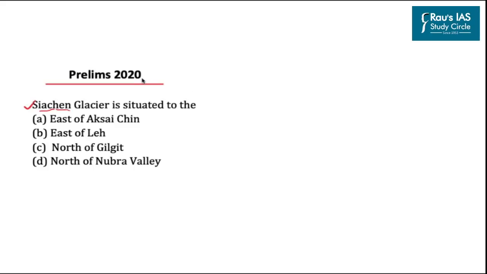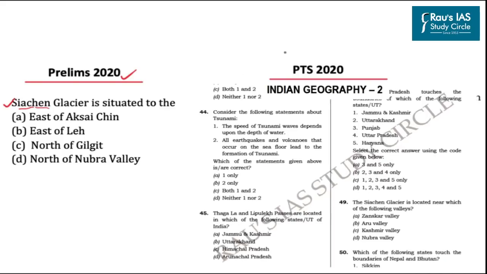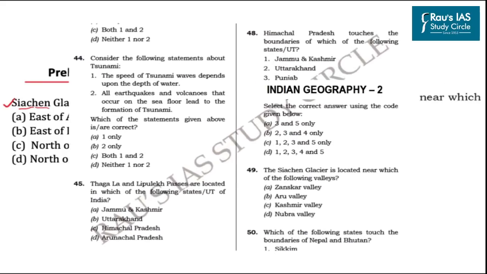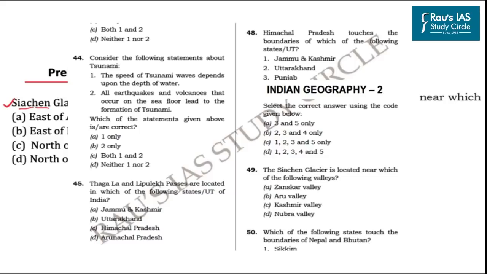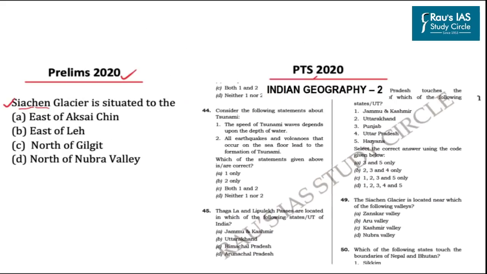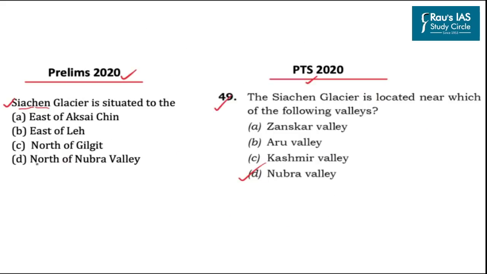But for the year 2020, it became even more important because of the infiltration by Chinese soldiers in various locations in the Ladakh region. And so no surprises for guessing that this question was there in our prelims test series as well, where we asked which of the following valleys the Siachen Glacier is located near, with almost the same set of options, and the right answer was Nubra Valley. And again here in UPSC also the right answer is Nubra Valley.